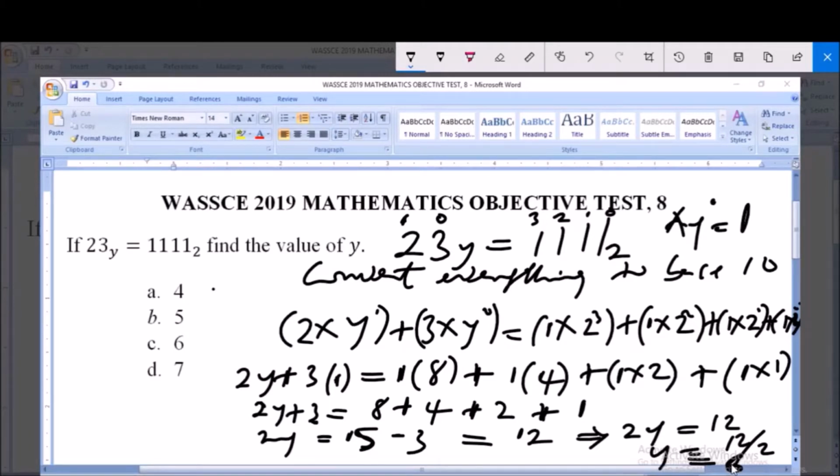So this y is equal to 6. That's the same thing as option C. So the correct option for this particular question is option C, y is equal to 6.